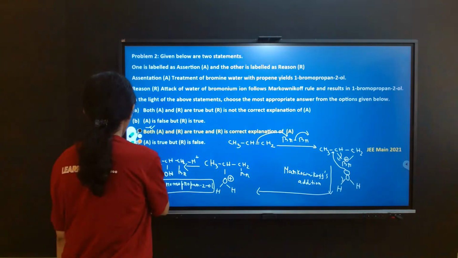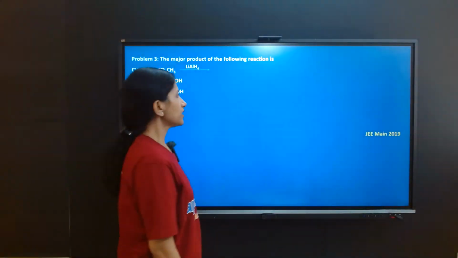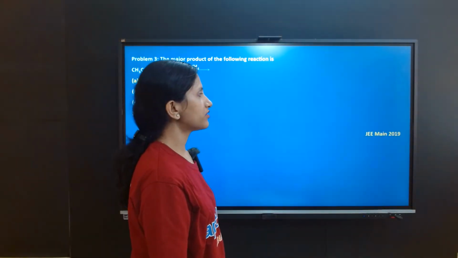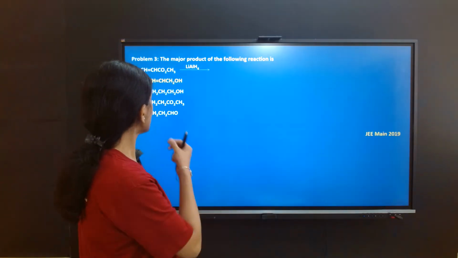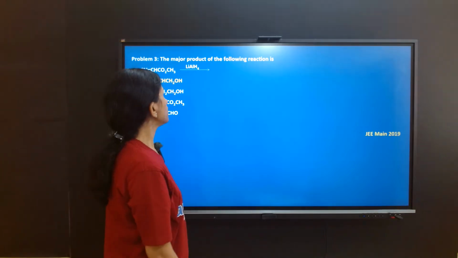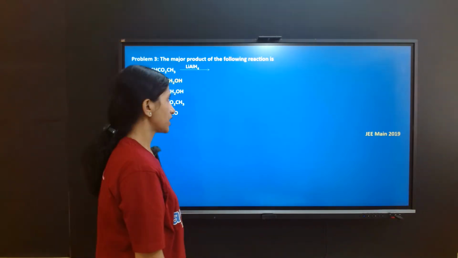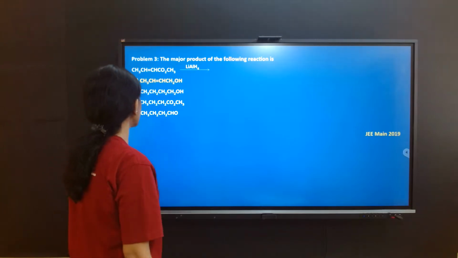So I hope you have understood. Now let's move on to the next one. Problem 3 is taken from Joint Entrance Main Examination 2019, and this is asking to find out the major product from the following reaction. Let's check the mechanism.